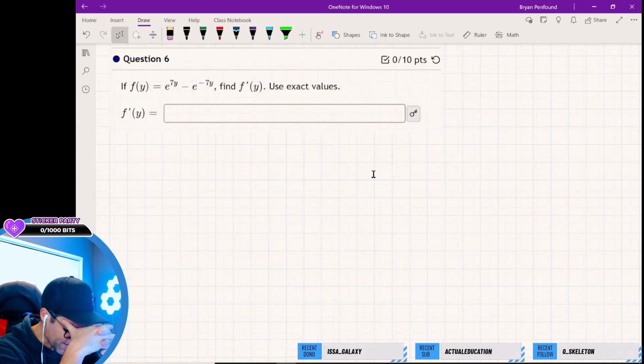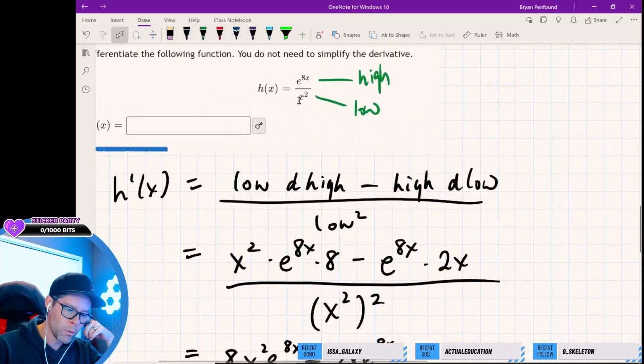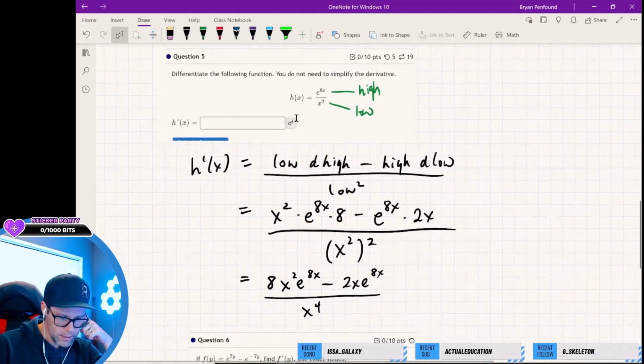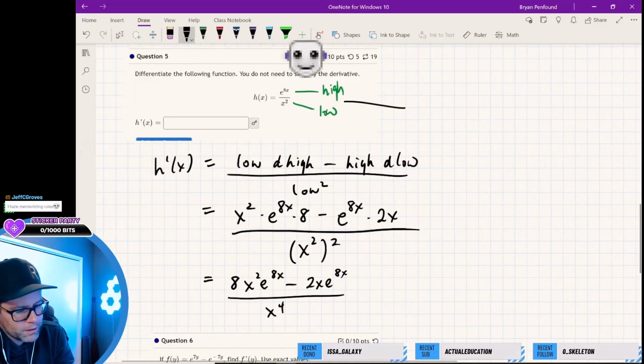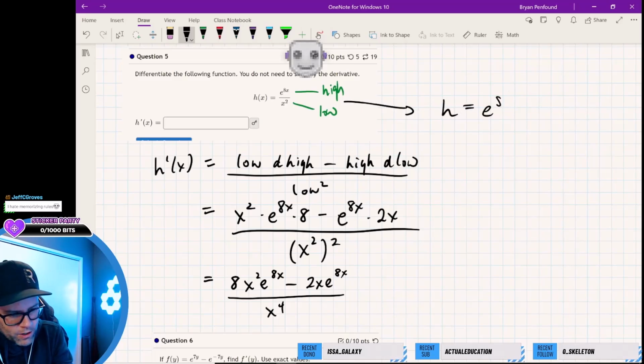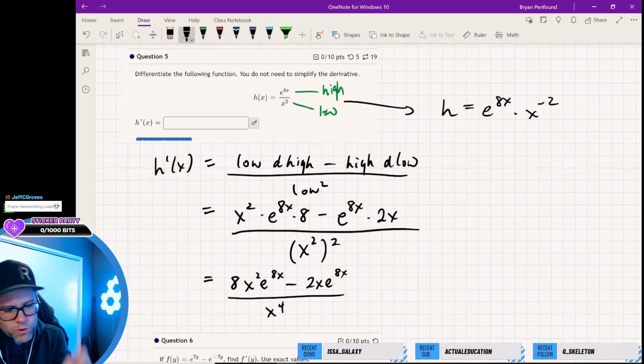But yeah, no, I got you, Jeff. That's probably what I would have done in the last question. I probably would have moved the x squared and made it x to the minus 2 and used the product rule. It's far easier to do that. Maybe it's worthwhile for us to do it anyway so that my students can see what you're talking about. If you rewrite h as e to the 8x times x to the minus 2, then you just have to apply the product rule.